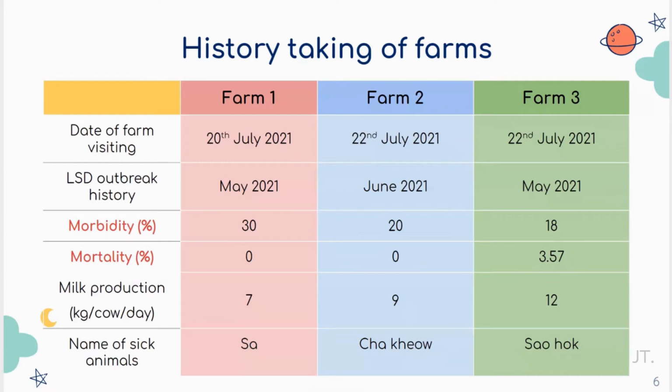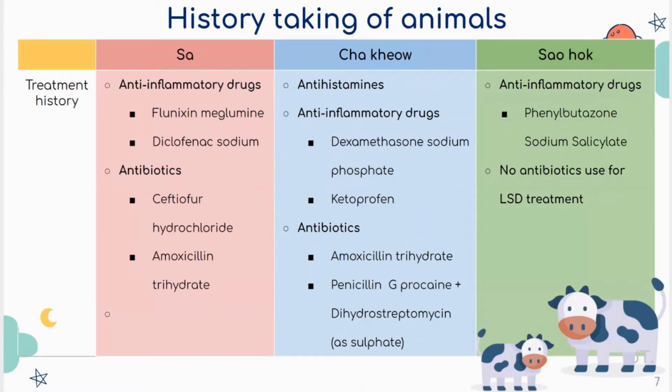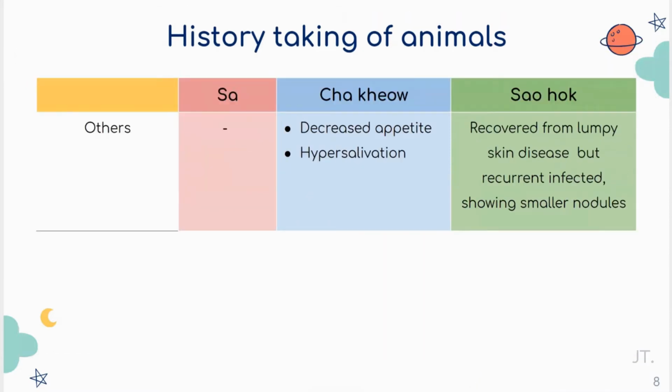Sick animals from each farm are Sa, Cha Kiao, and Sao Hok, respectively. For treatment history, Sa and Cha Kiao received anti-inflammatory drugs and antibiotics, while Sao Hok received only anti-inflammatory drugs. They vary in milk production from 7 to 11.5 liters per cow per day. Further information, Cha Kiao has decreased appetite and hypersalivation. Sao Hok has already recovered from lumpy skin disease but was recurrently infected.